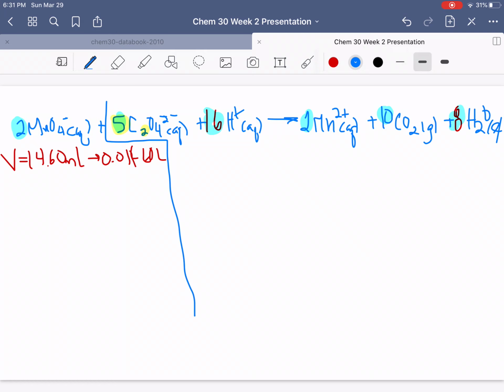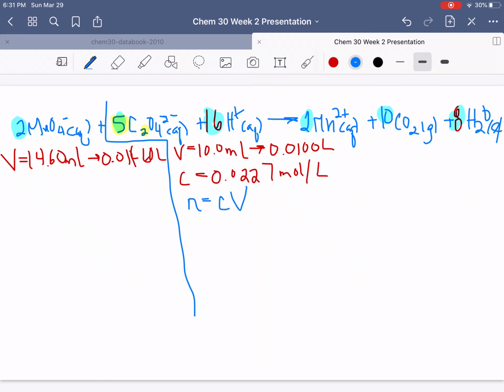Move on to that C2O4. I know a lot of information about that too. It said there was 10.0 milliliters that was used. So again, convert it to liters, divide by 1,000, 0.0100 liters. The concentration of that was also given in the titration, 0.0227 moles per liter. Look at what you've got. If we know the volume and we know the concentration, then we have all the information needed to get the number of moles. That's key because I have a balanced chemical reaction. So if I know the moles of one, I can get the moles of any one of those reactants or any one of the products.